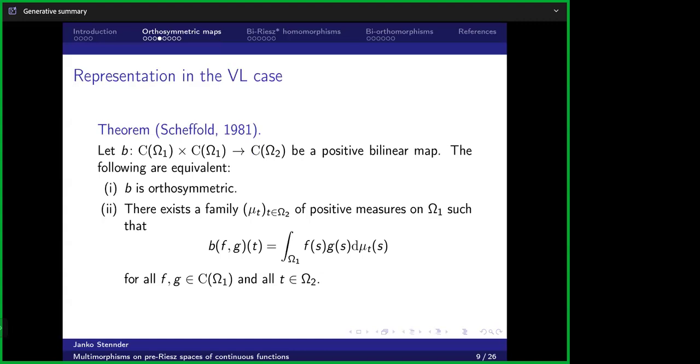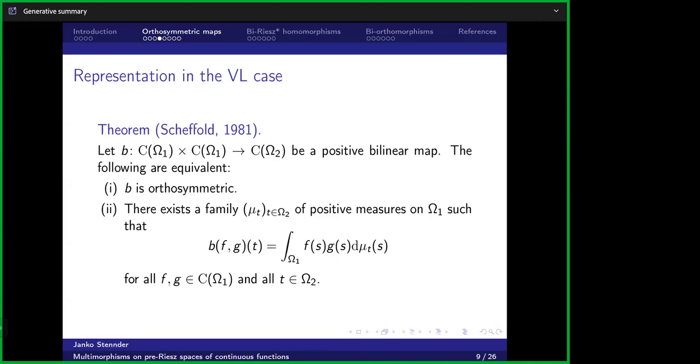And before I show you my representation result, quick reminder how it looks in the vector lattice space. We have here the bilinear map on the whole space of continuous functions. And this space is also symmetric, and this map is also symmetric if we get this family of measures which are positive, such that at each point we get this integral representation with respect to this.